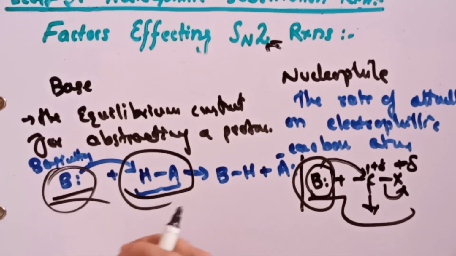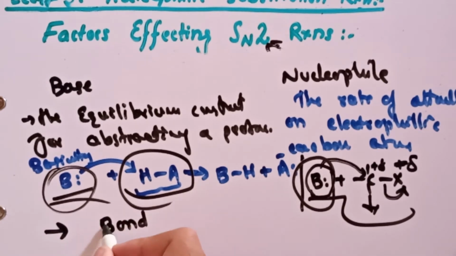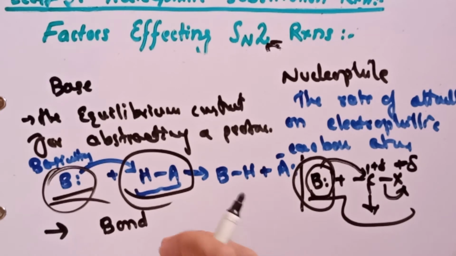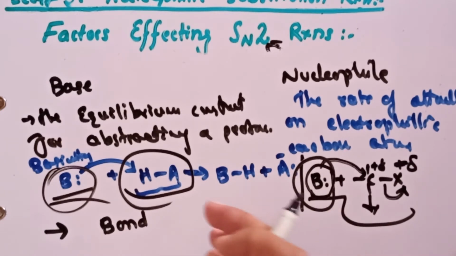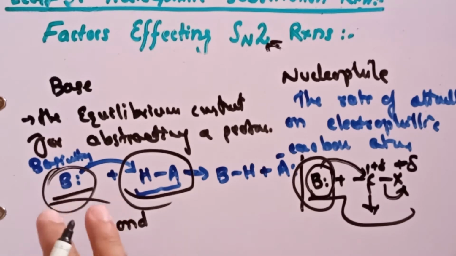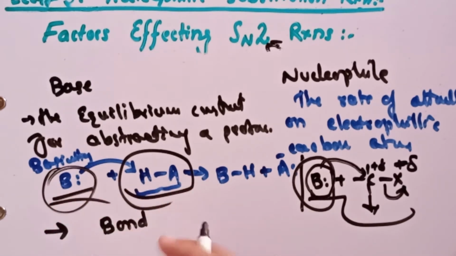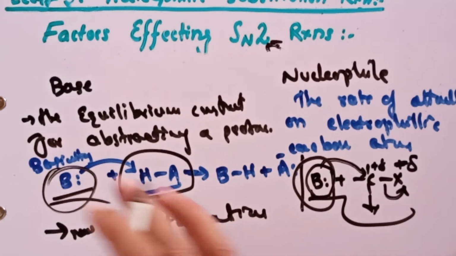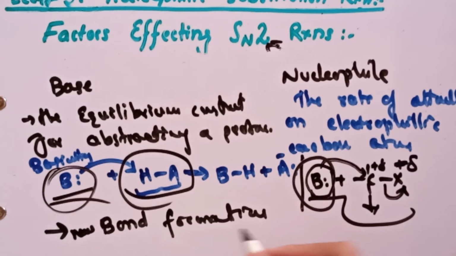One similarity between base and nucleophile: in both cases bond formation will occur. Bond formation between the attacking group, either base or nucleophile, and the atom or proton that was attacked. A new bond will be generated between them. These are the similarities between base and nucleophile: new bond formation occurs in both cases.